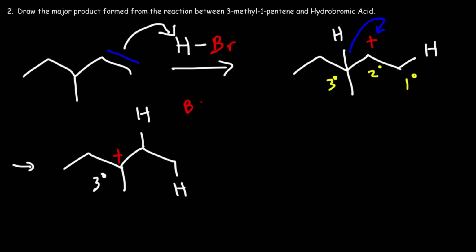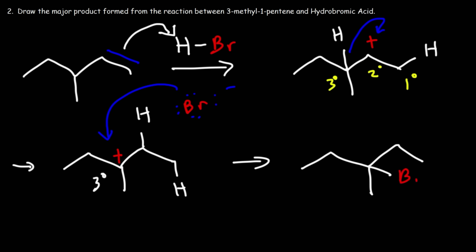Now once this intermediate forms, the bromide ion is going to react with it. And so this is going to be our major product. 3-bromo-3-methylpentane. Now these two ethyl groups are identical, so stereochemistry is not relevant in the product of this reaction. So this is going to be the answer.